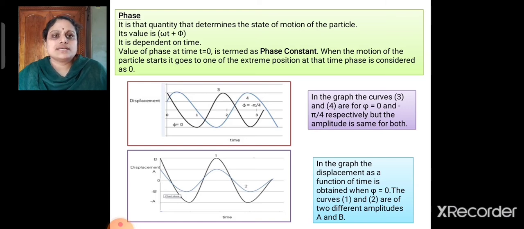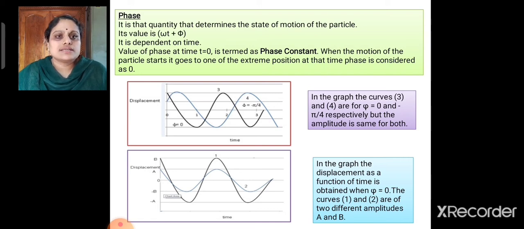Now let us see the difference in phase. We had already seen that phase is a quantity which determines the state of motion of a particle. Its value is omega t plus phi, which is dependent on time. The value of phase at time t = 0 is called the phase constant phi. When the motion of the particle starts, it goes to one extreme position in that interval of time, and the phase during that time is considered to be 0.